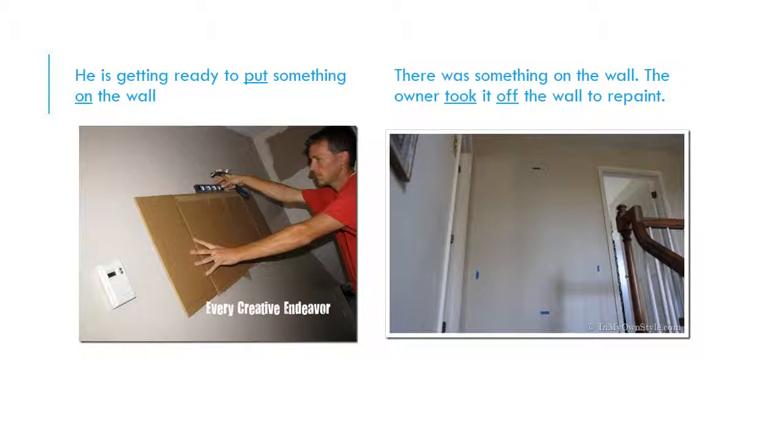On the left we see a man, and he is getting ready to put something on the wall. So again, that's a surface. You can put things on the wall. And in the other picture, there was something hanging here, and it looks like the owner has taken it off the wall in order to repaint. You can see the tape where he has measurements, I think, maybe for putting it back on.